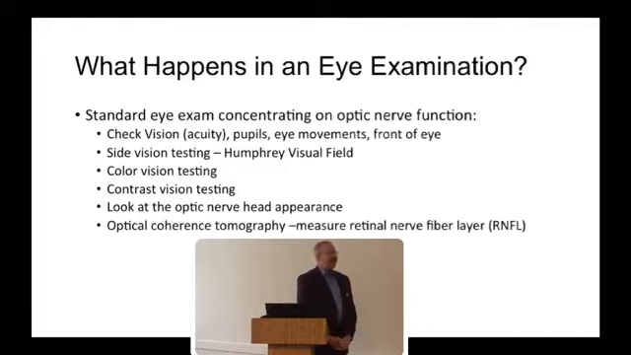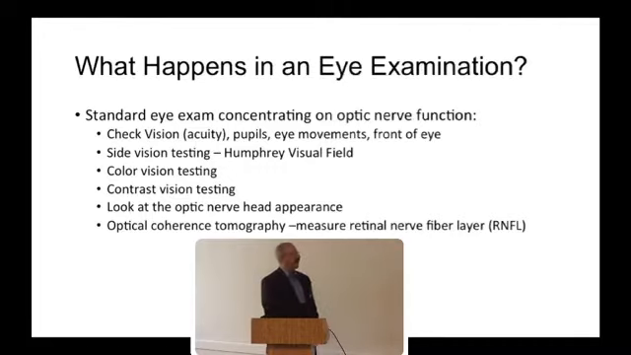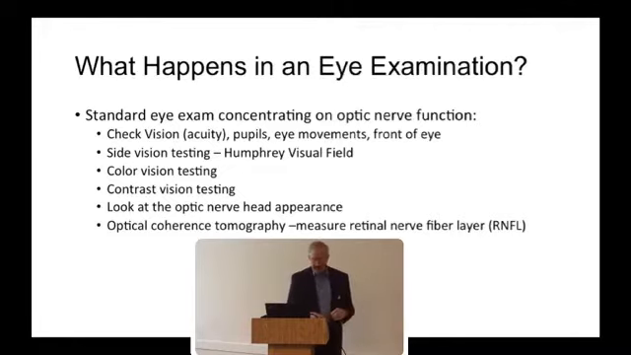A better test is a side vision test. Color vision, contrast, and we look actually at the head of the optic nerve. When we look inside the eye, we can see where the optic nerve is, and I'll show you a picture of that. And more recently, we've got a new toy to play with, optical coherence tomography. It sounds like a mouthful. But it gives us a very interesting way of looking at the retina and the optic nerve, and I'll show you that too.